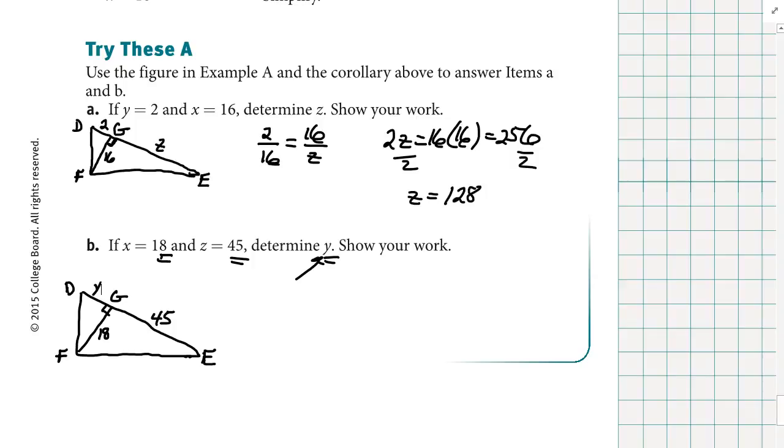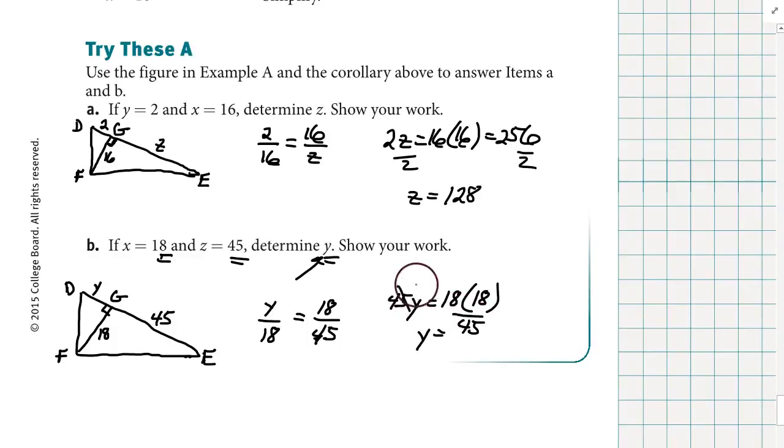So here's the drawing with everything filled in. Now let's think about what we have information for and what's missing. 18 is the altitude, y is the small part of the original hypotenuse, 45 is the other part. This is that corollary 1 situation. Y is to the 18 as 18 is to the 45. There's your proportion setup. Now use cross multiply. 45 times y equals 18 times 18. Divide both sides by 45 to get the answer for y. And the result is 7.2.